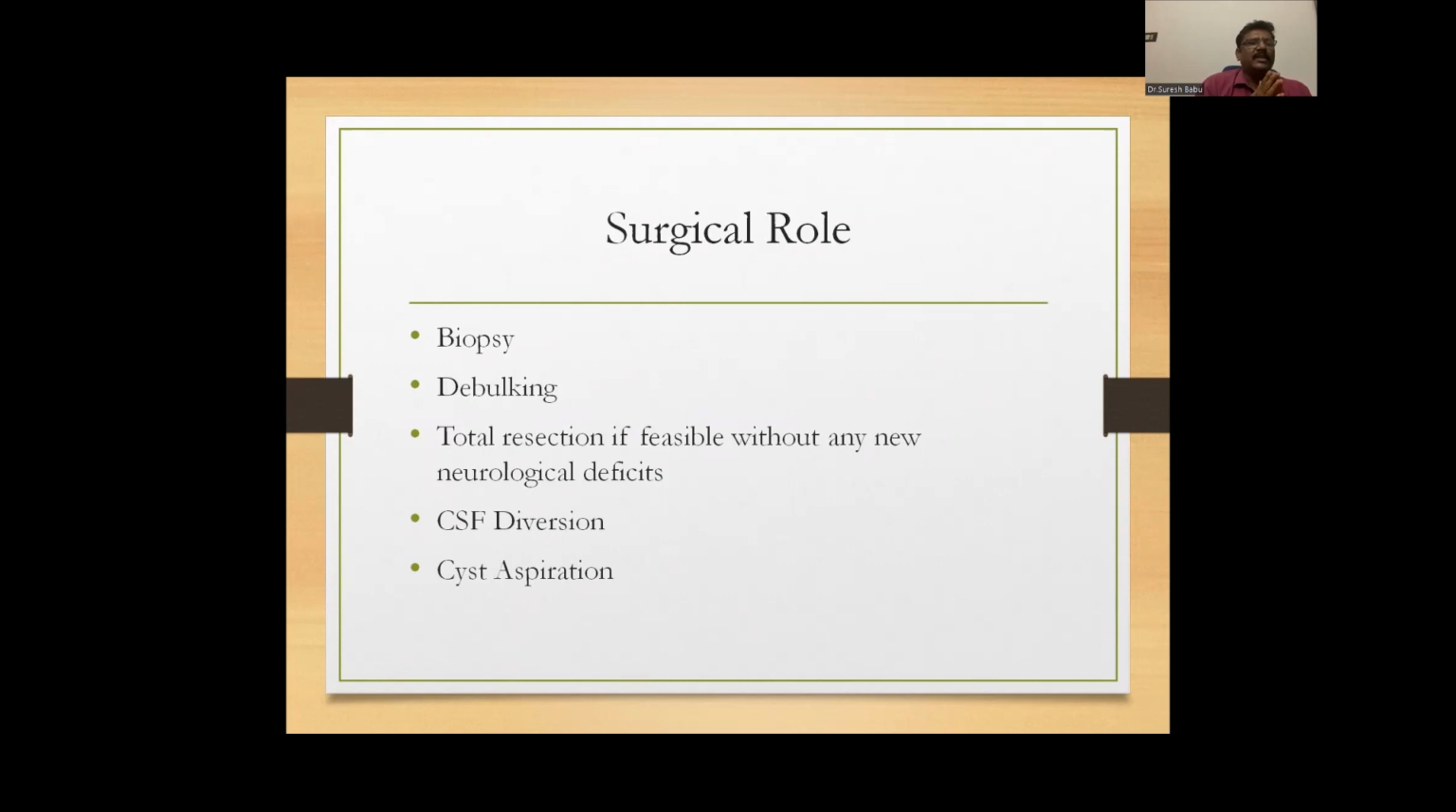If the mass is producing a mass effect, they used to do debulking sometimes. But if resection is feasible without any new neurological deficits, some centers are doing total resection also. But it should be feasible without any new neurological deficits.